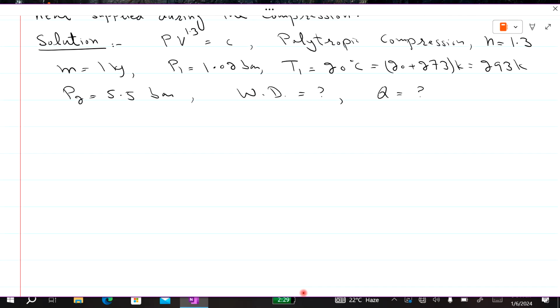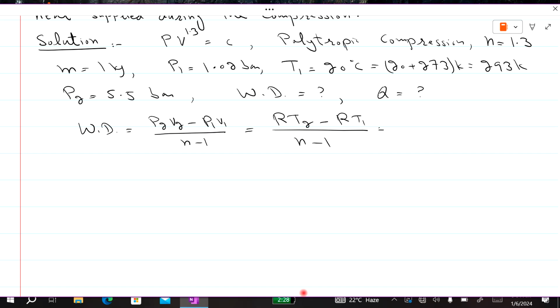For a polytropic process, work done is equal to (P2 V2 minus P1 V1) divided by (n minus 1). P2 V2 is equal to R T2 according to the ideal gas equation, and P1 V1 is equal to R T1, so work done is R into (T2 minus T1) divided by (n minus 1). Here T2 is unknown, so first we find T2.